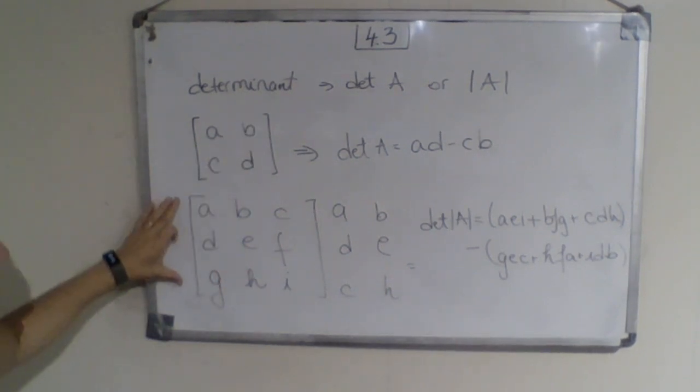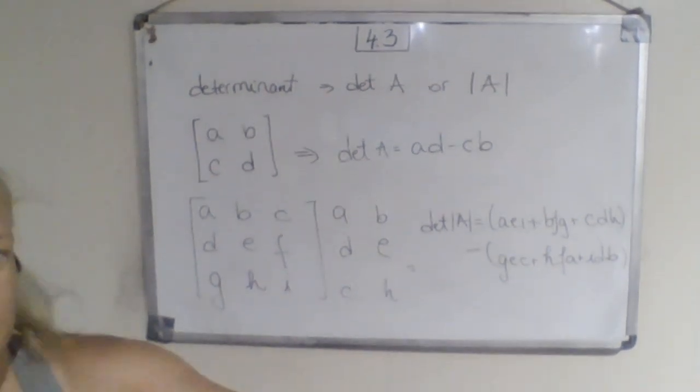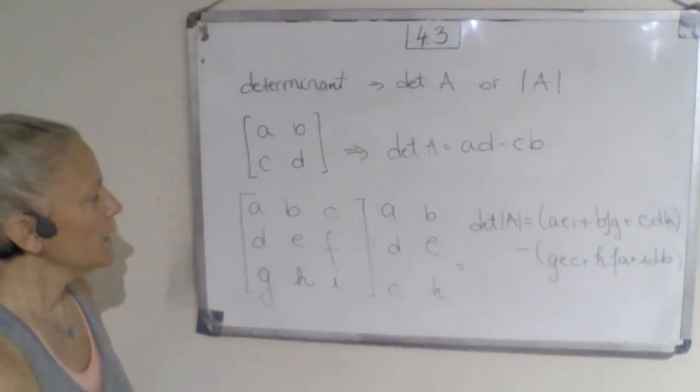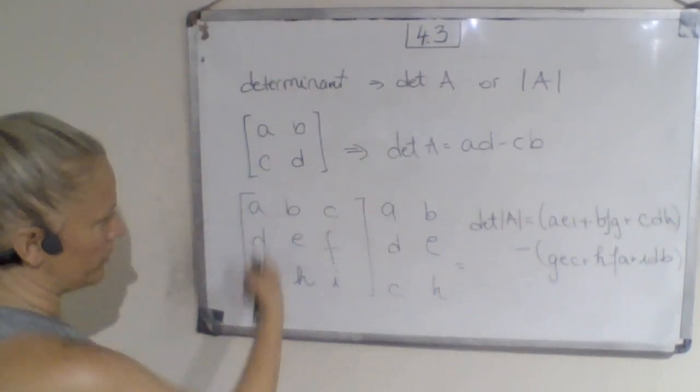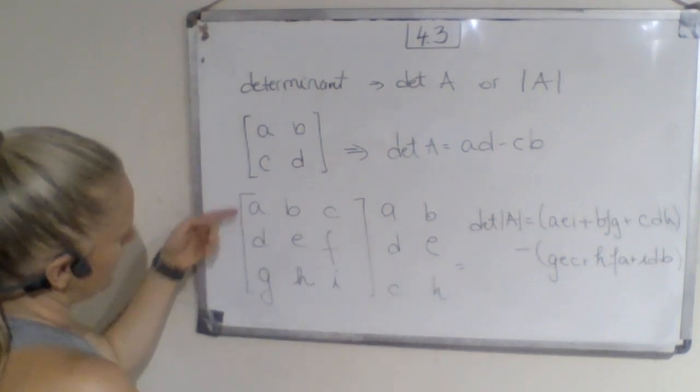When we have a matrix that is a 3 by 3, things get a little bit more complicated. We said when you have your matrix set up with 3 columns and 3 rows, you're going to, on the outside, copy.